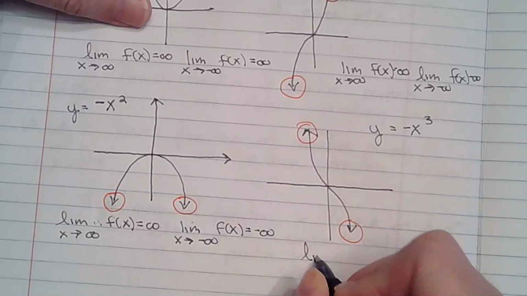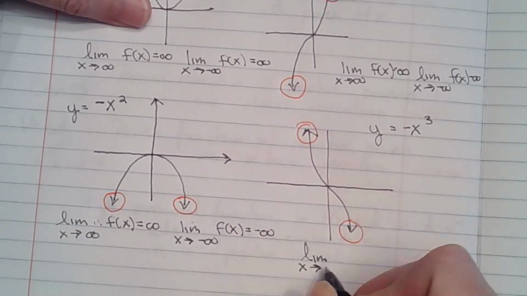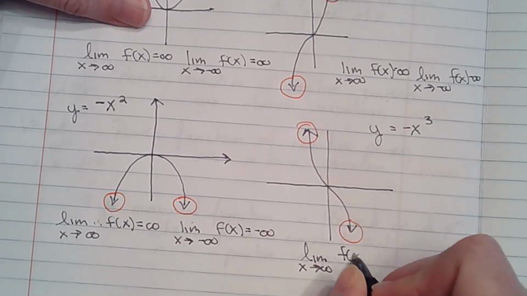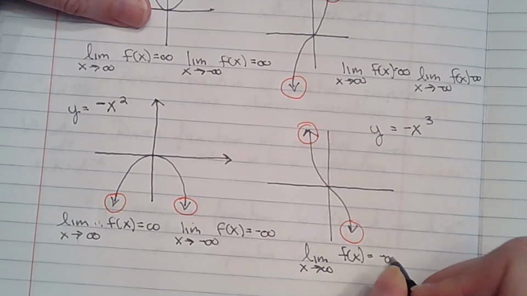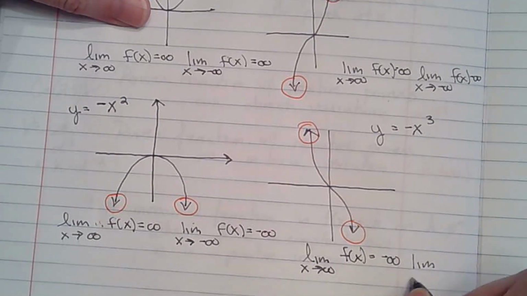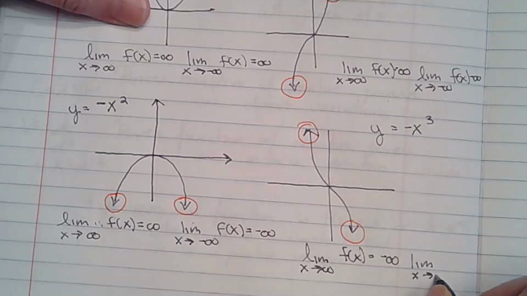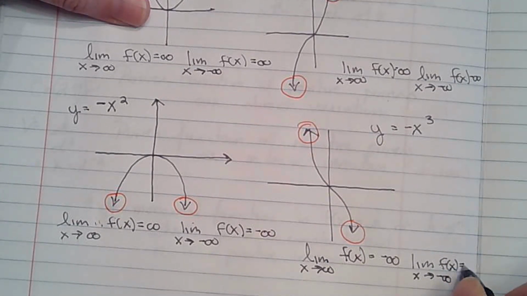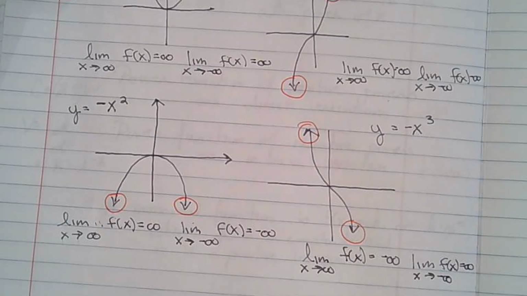So I have the limit as x is growing to infinity, my f of x is getting negative. And if I have the limit as x is approaching negative infinity, my f of x is actually getting positive.